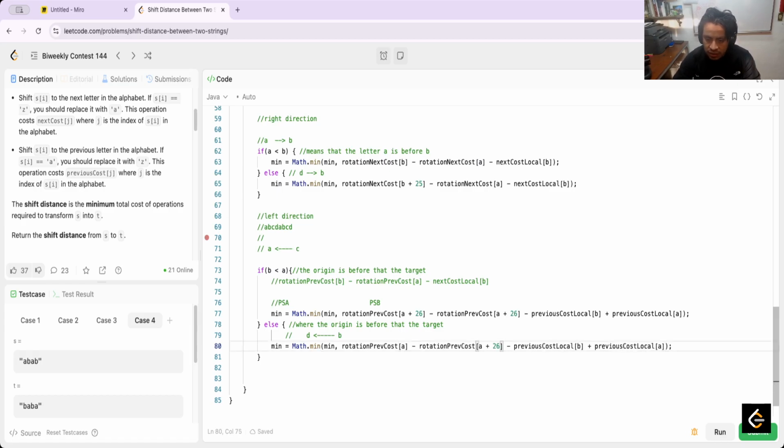And this is the original, this is okay. No, this is wrong. Rotation prep goes in A, this is B. In this case it is B. Rotation prep goes in the A, it is okay. Less this plus this. And here is return mean.